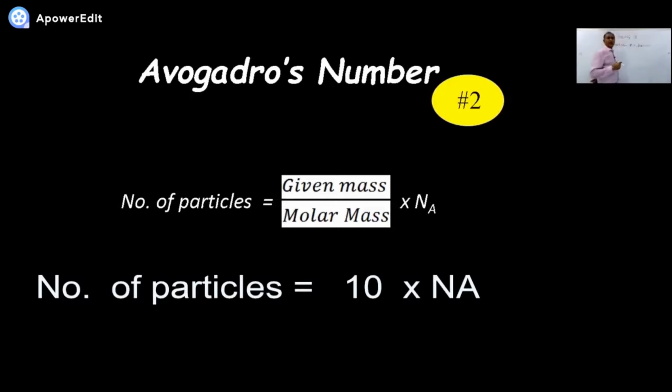If I have 3 moles of carbon dioxide and I ask how many molecules it has, how many particles it has, how will we find it? 3 multiplied by 6.02 into 10 to the power 23. So here comes a formula that if you want to know the number of particles, we will multiply the moles by the Avogadro number.